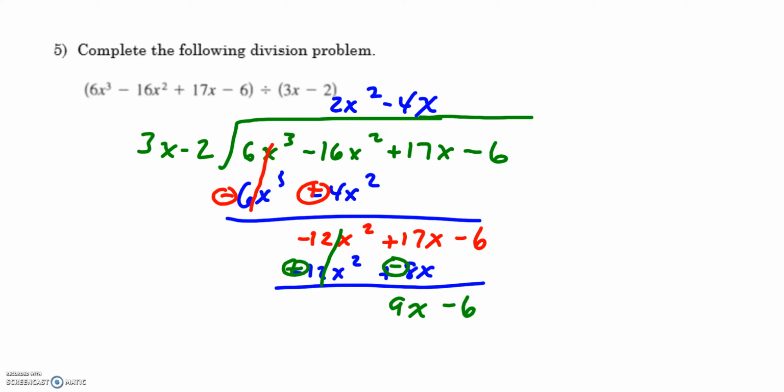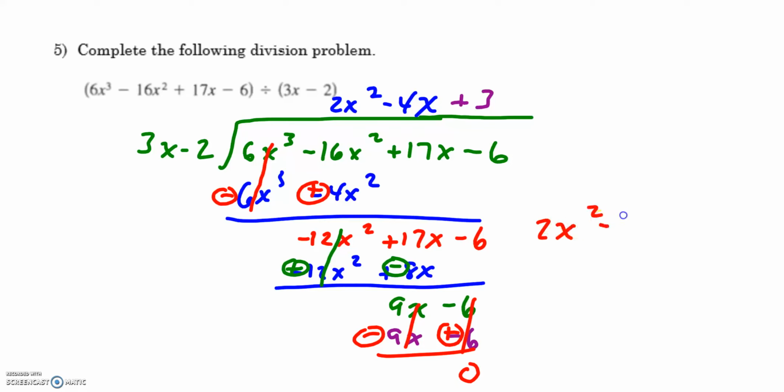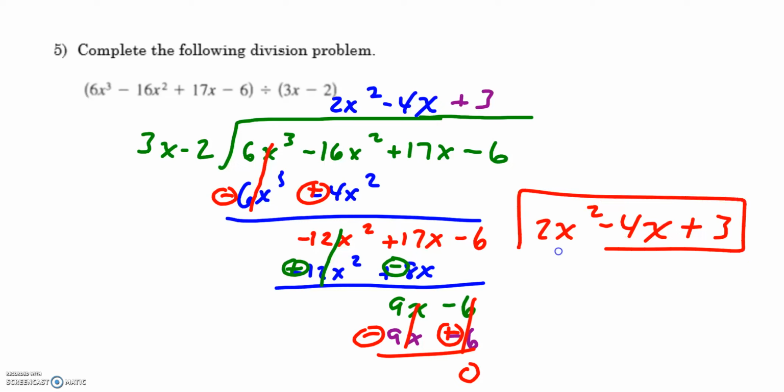We actually can do another round because 3x does divide evenly into 9x 3 times. If I multiply back, we would get a 9x and then a minus 6. In both cases, if I change that to a minus because I'm subtracting and change this to a plus, they both cancel out, which means that I have a remainder of 0. So when I did long division, my final answer was 2x squared minus 4x plus 3.